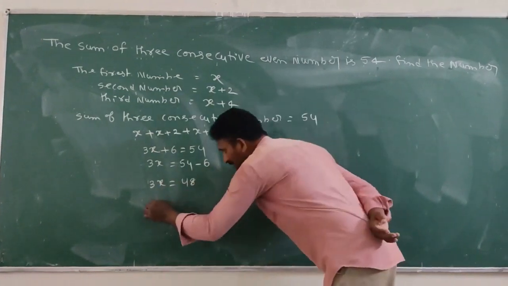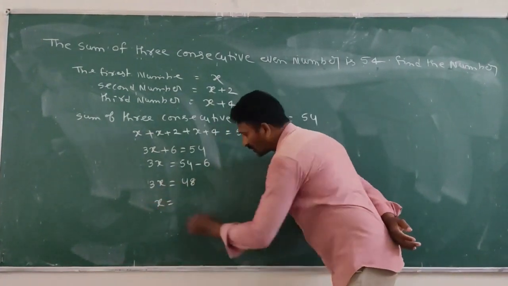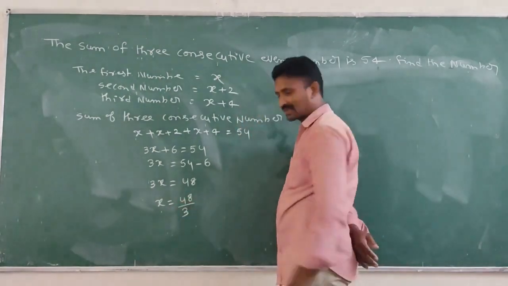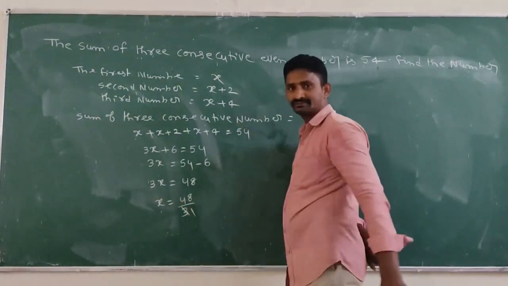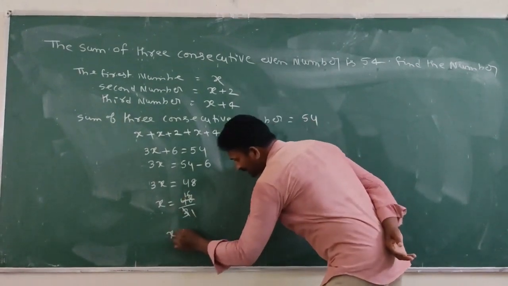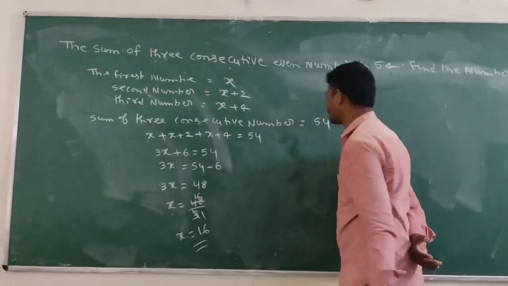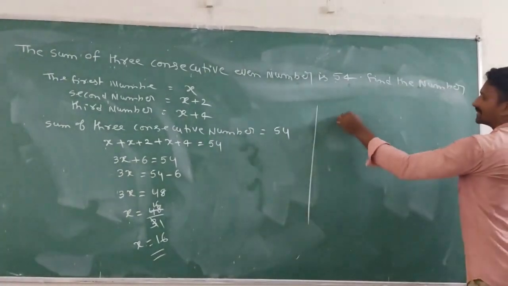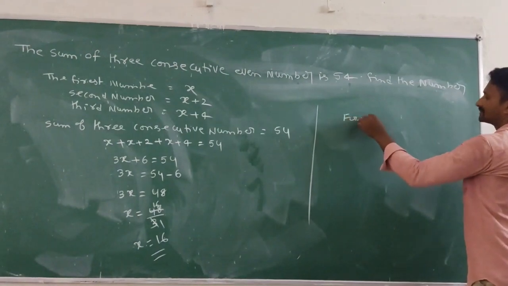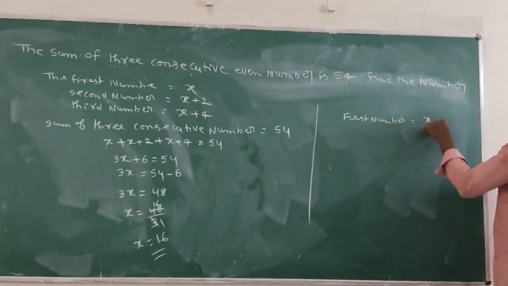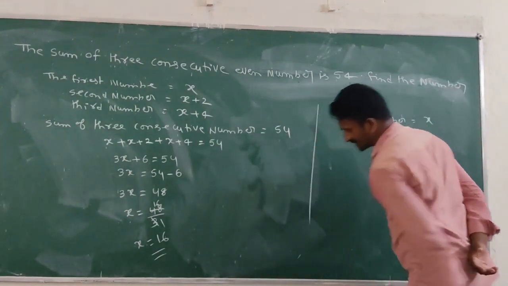The x value: x equal to 48 by 3. 3 sixteens are 48, so x equal to 16. The first number is x equal to 16.